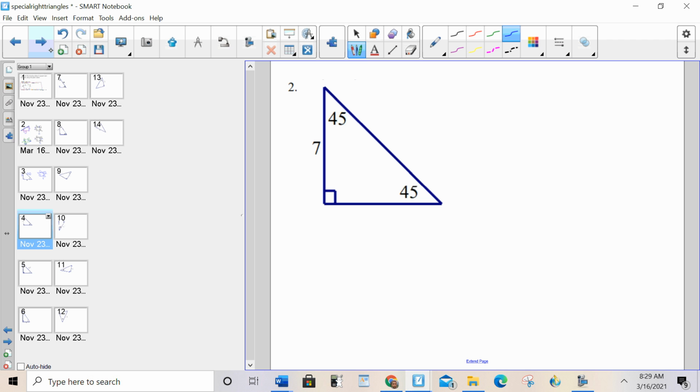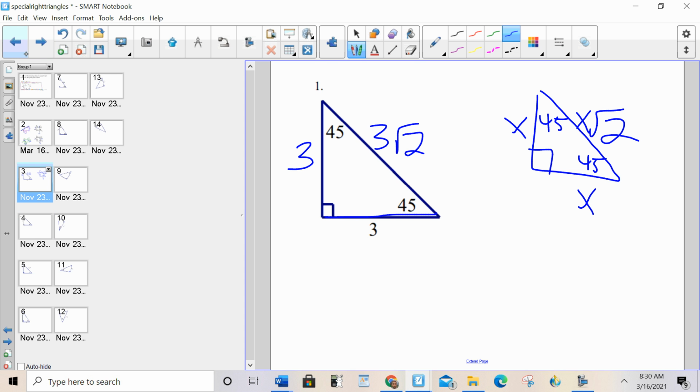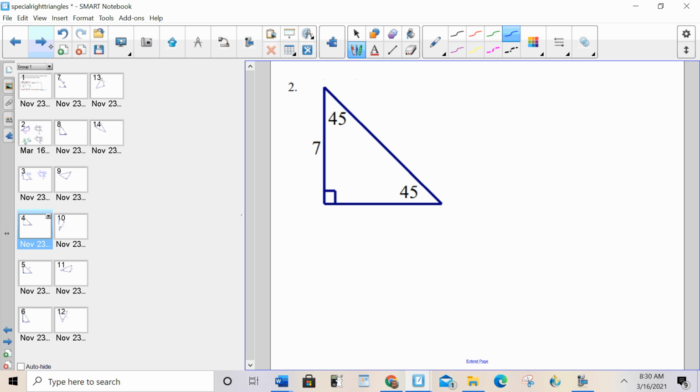Try number 2 on your own. Look back to number 1 as a model if you need. Give it another 10 seconds.